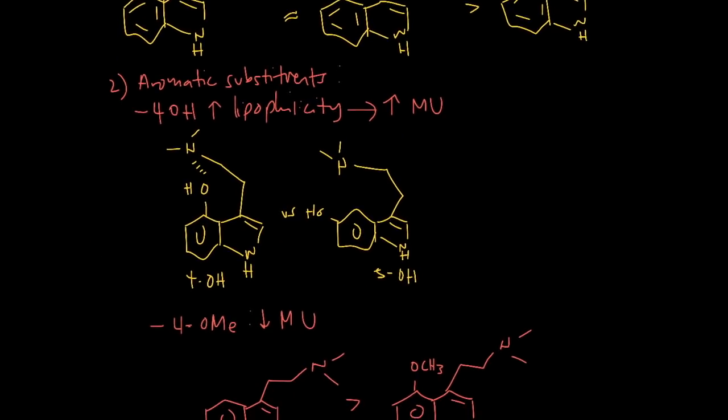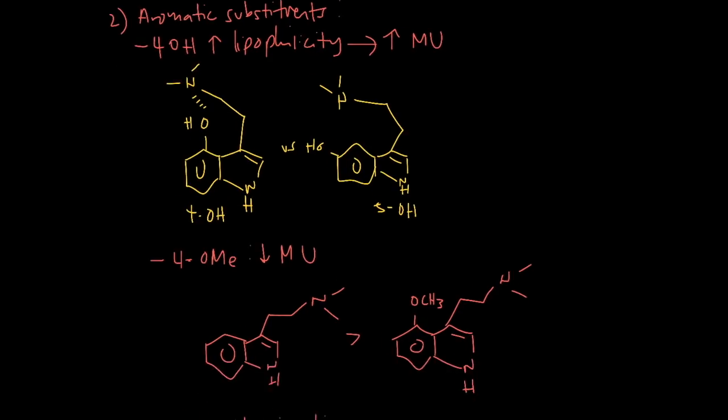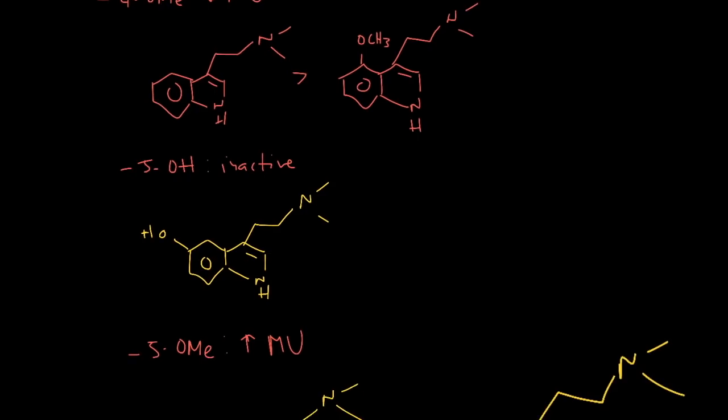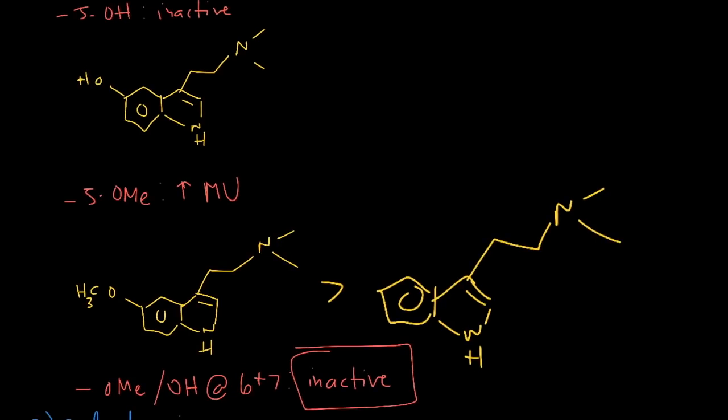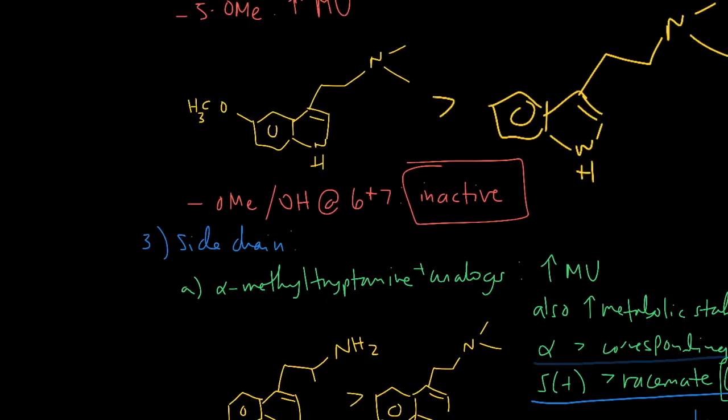Adding a 4-position hydroxy increases the lipophilicity, therefore increasing its potency because of the intramolecular bond. An O-methyl at the 4-position decreases potency. 5-hydroxy makes the compound inactive. 5-O-methyl increases potency. Hydroxy or O-methyl at the 6 and 7 position make the compound inactive.